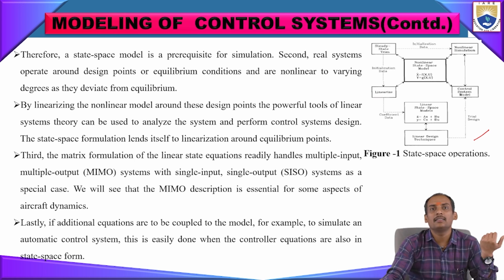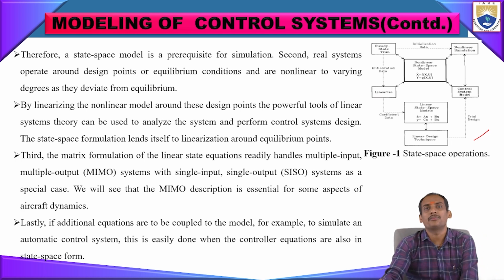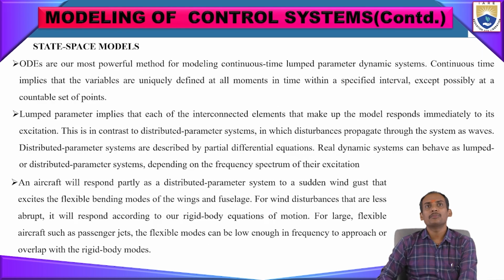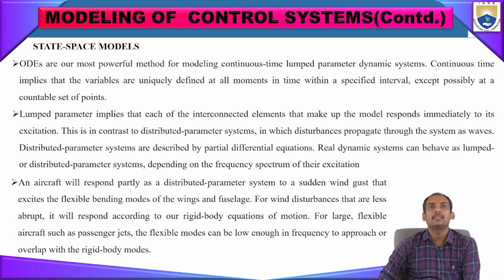MIMO systems can generally be used in aircraft, in some aspects of aircraft dynamics. So lastly, in addition to the equations that have been coupled to that model, by simulating an aircraft control system, it can be easily designed by having the controller equations also in state space form only. So let's see what this state space model actually is, and first, how the state space model has been used for making the design of a control system.